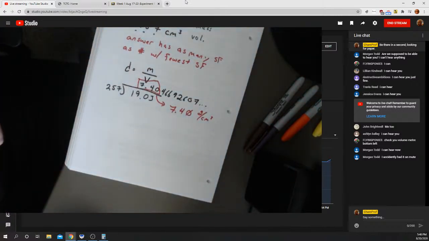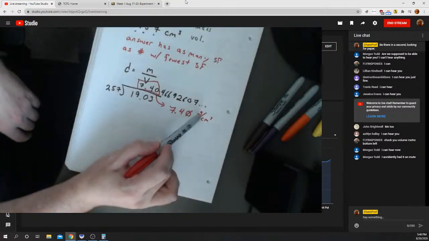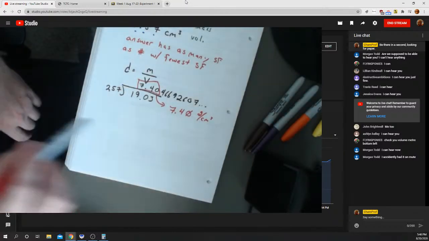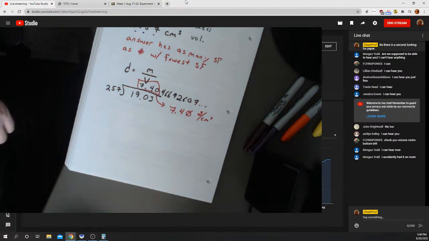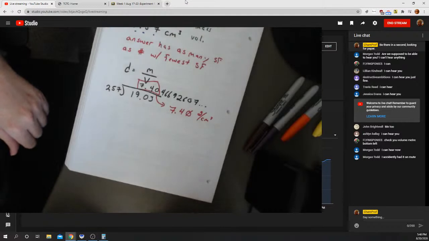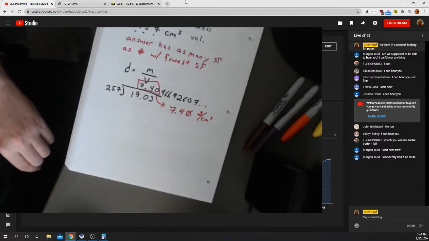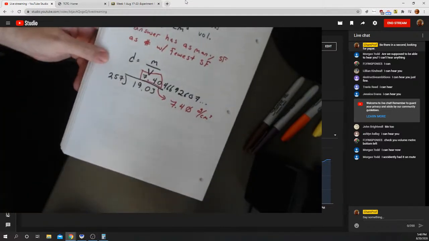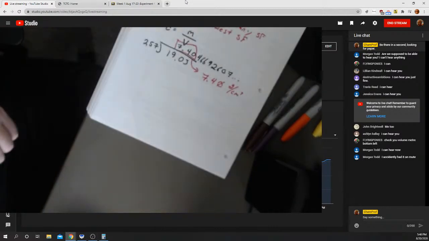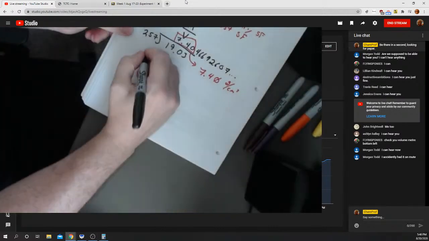Don't forget your units. Units are important. Without units, a number doesn't tell you something. It's not a measurement. It's just a random number. Okay? 7.40 what? 7.40 grams in every cubic centimeter of space. Okay? Density is the measure of how much matter fits into space. Okay? All right. So really quick, the rules for rounding.